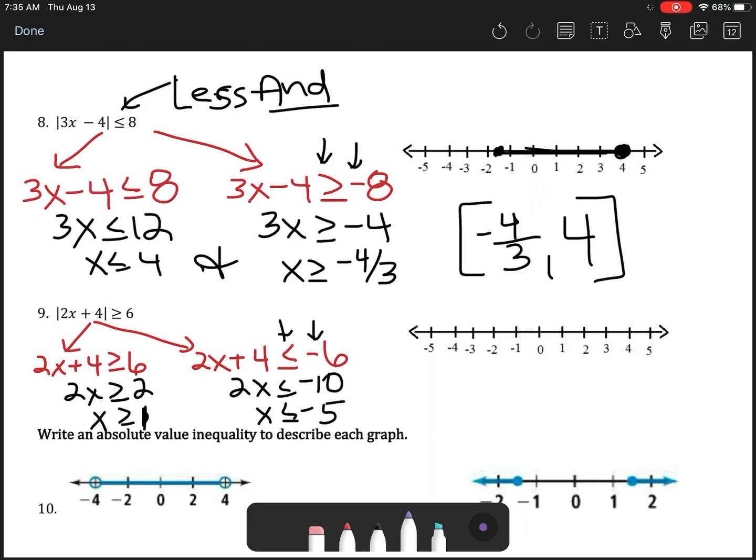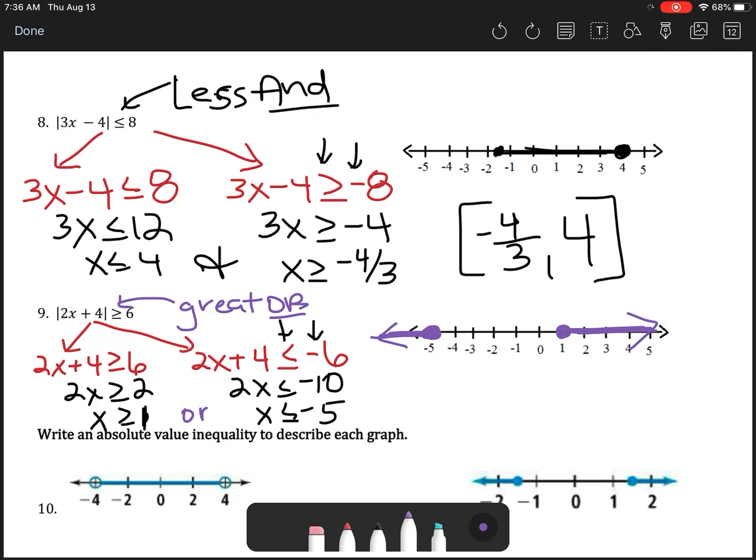Okay, we have to look back at that symbol. The symbol is a greater than. So this is an or statement. We need to make sure that it looks like ors, and they're going to go in opposite directions for this one. For this problem, I have a closed circle on 1, and we want anything larger than 1. We can also have anything less than or equal to negative 5, so I'm going to have a closed circle, arrow pointing off to the left.